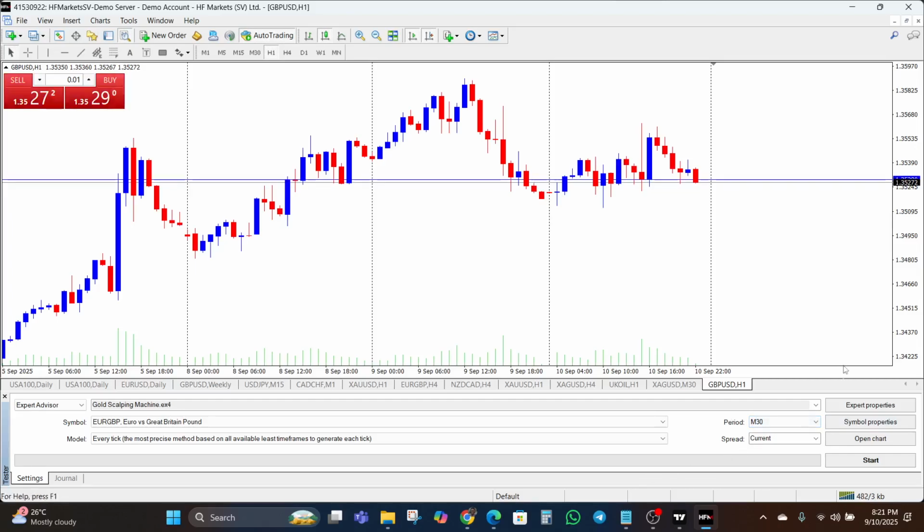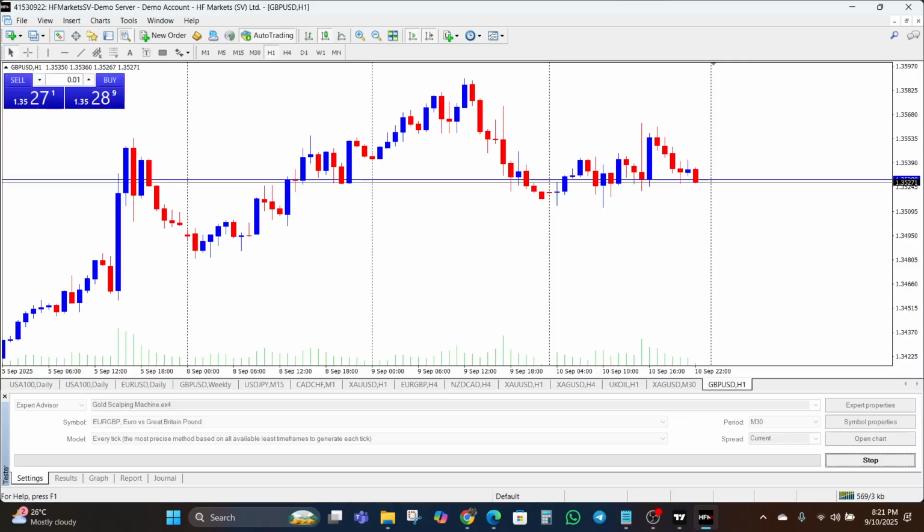Now you set your testing spread. You can choose whether you want to use current spread or maybe you want to use a fixed spread, whether 2, 5, 10, 30, 50, 100. Let's just work with current spread, and then this is the model. You can actually use everything. You click on start.